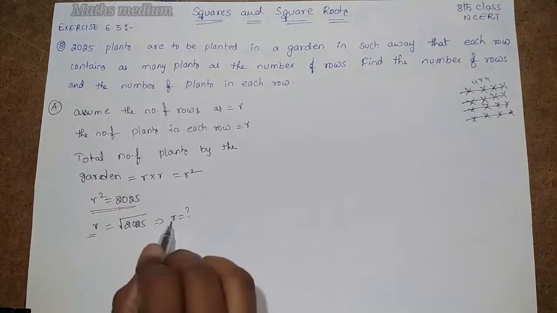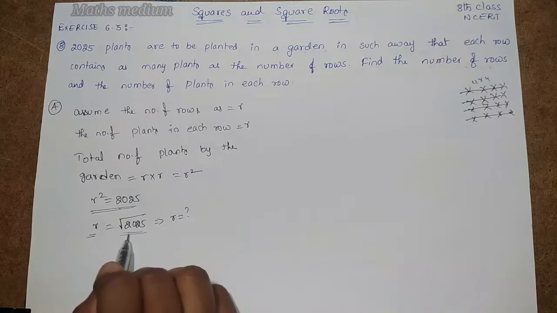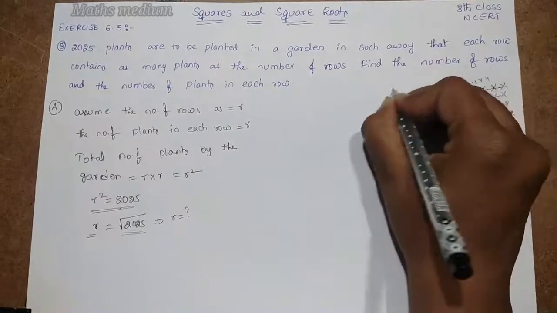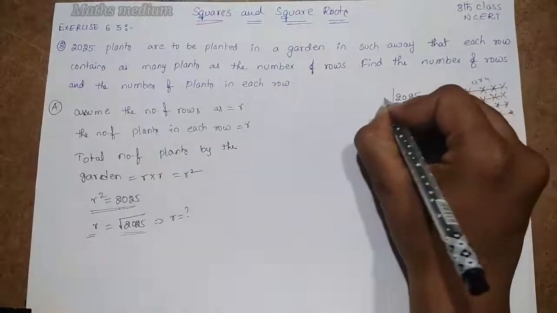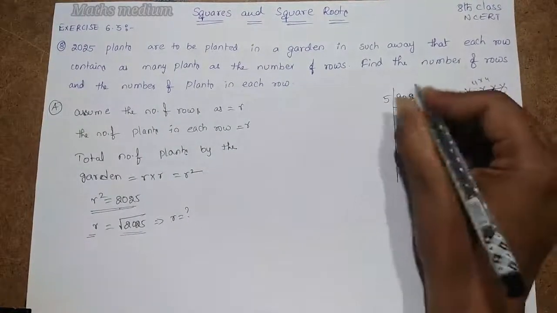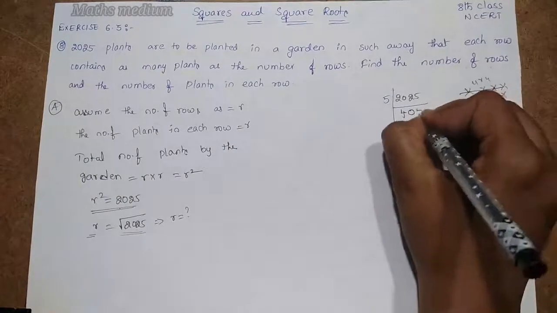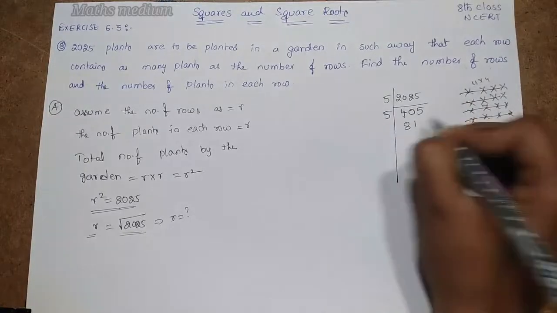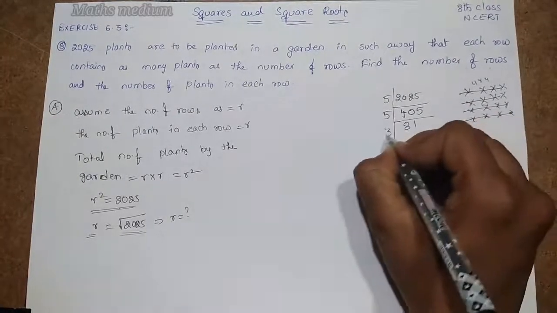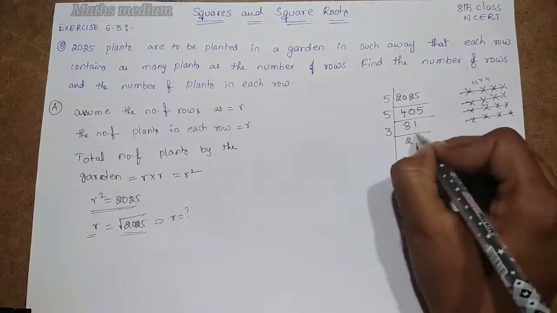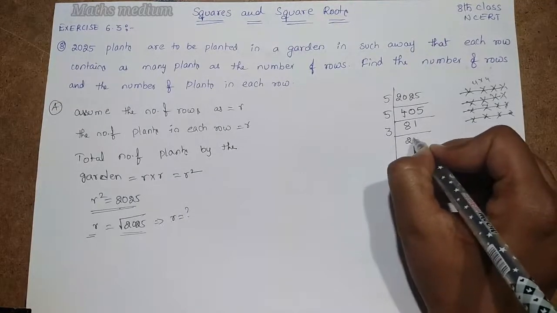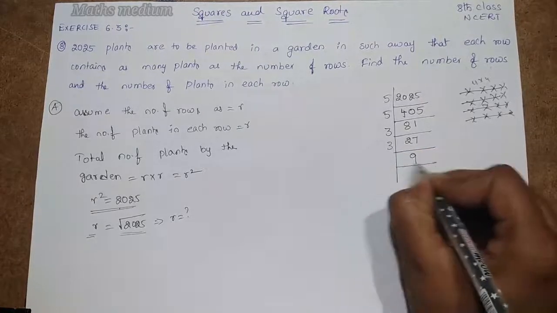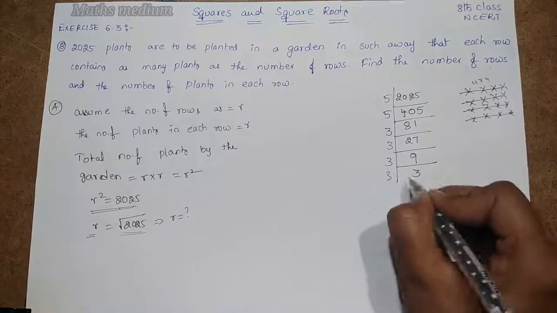Therefore R is equal to how much? In order to find R, we have to do the prime factorization of the given number. So take 2025 for prime factorization. Start with 5. 5 fours are 20, bring down 0, 5 fives are 25. Now 5 eights are 40, 5 ones are 5. Now here we get 3. 3 twos are 6, 21 is remaining. 3 sevens are 21. Now 3 nines are 27. Again by 3, 3 threes are 9, again by 3, 3 ones are 3.